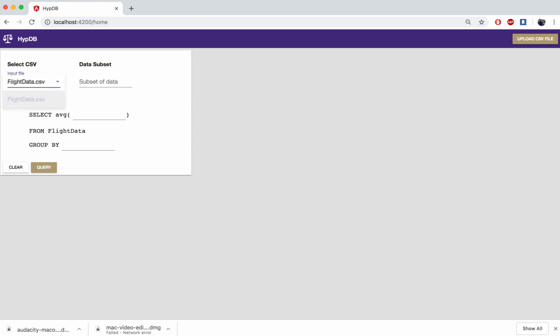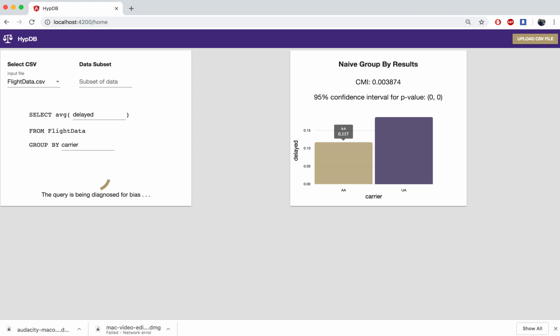Okay, so HypDB accepts as input a SQL group-by query and assumes that the query is being used for making decisions. Here, with the simple group-by query, the goal is to find out the effect of choosing one of the two carriers or airlines on flight delays. As we have discussed, the answers to this naive query suggest that American Airlines performs significantly better.